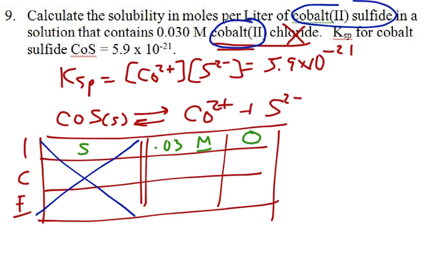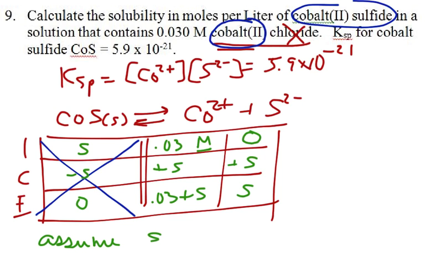So I'm going to define my solubility and say plus S. This will be S. This will be 0.03 plus S. Now we're going to go ahead and assume that S is much smaller than 0.03, therefore 0.03 plus S will be almost exactly the same as 0.03.